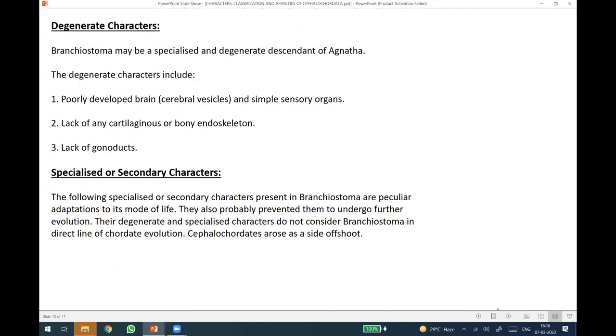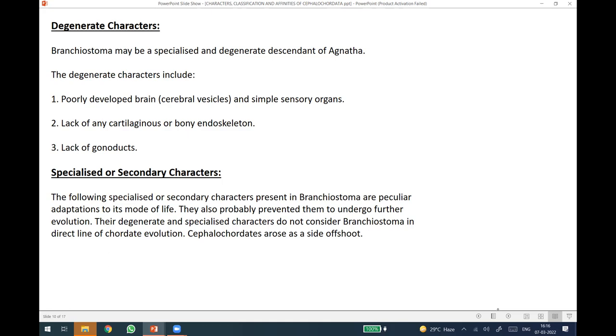Now the degenerative characters. The degenerative characters are those characters which, it is said, must have been lost or degenerated secondarily. Branchiostoma may be a specialized and degenerative descendant of Agnatha. That is, Agnatha is the true vertebrata, which has no jaw. So it is said that it is possible there was some Agnatha-like ancestor in which some characters degenerated, and they have been known as Branchiostoma or Amphioxus.